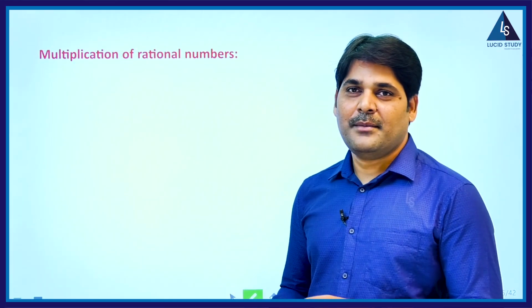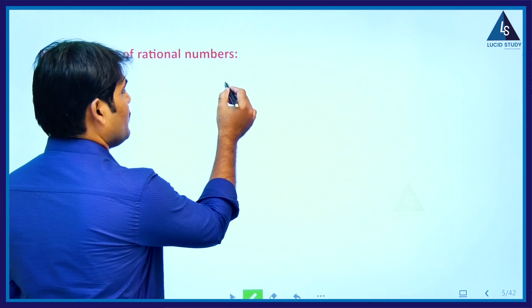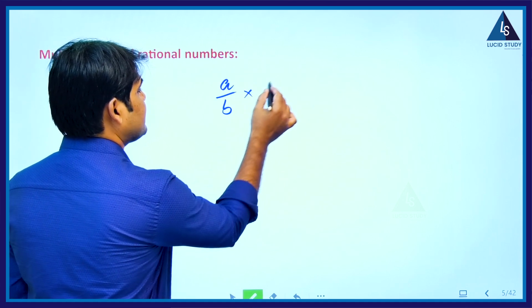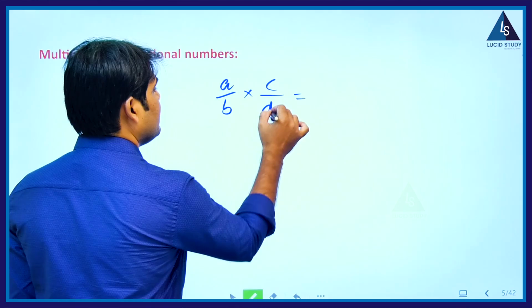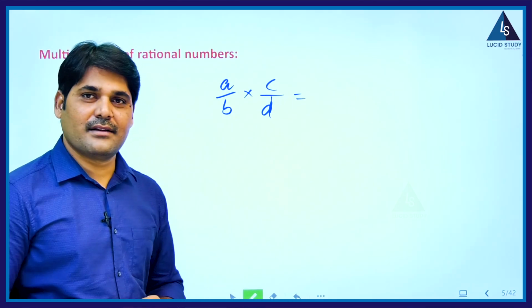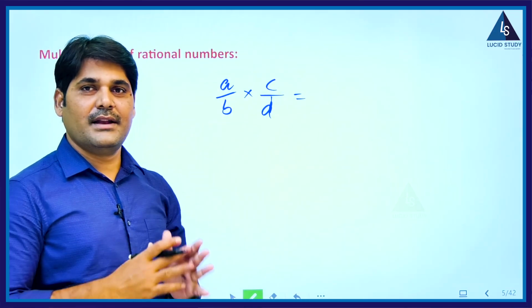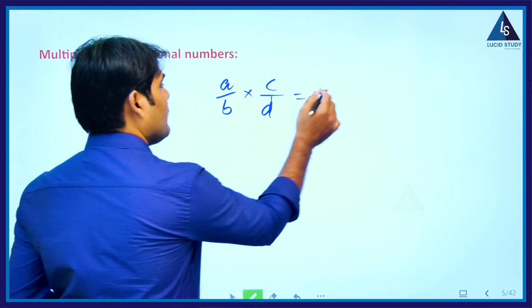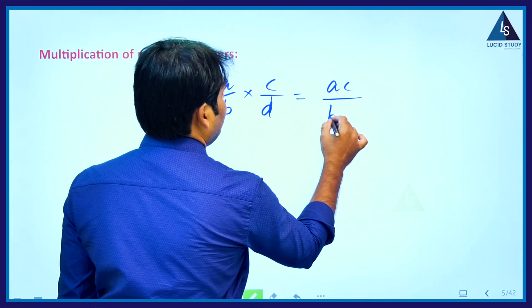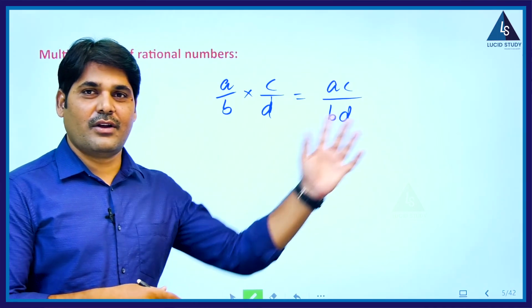Next operation is multiplication of rational numbers. Multiplication of rational numbers means what? How to multiply two fractions? Let us see. Suppose I have given you two rational numbers a by b and c by d. How to multiply these two? Very simple. Other than addition and subtraction, multiplication is easier. Just multiply the numerators and multiply the denominators, then your thing is over. So a into c, ac by bd, that's all.